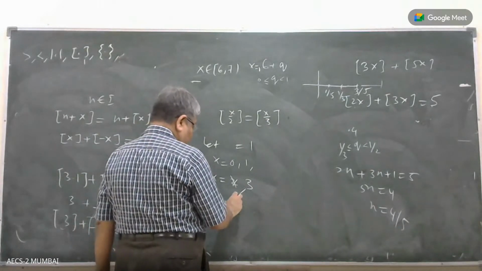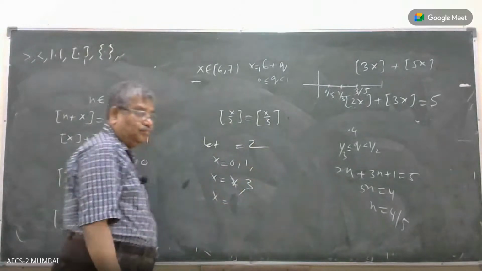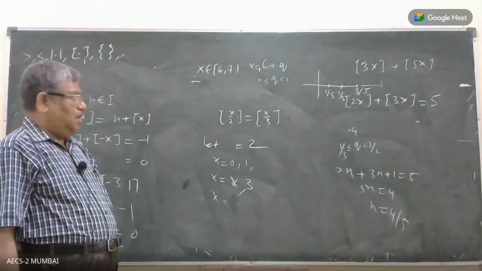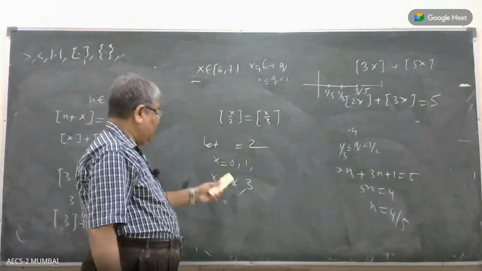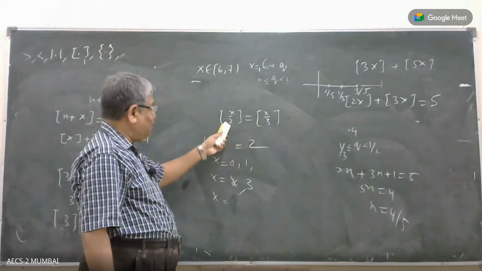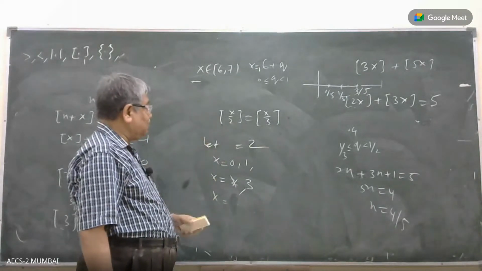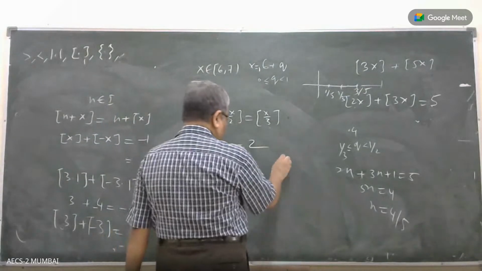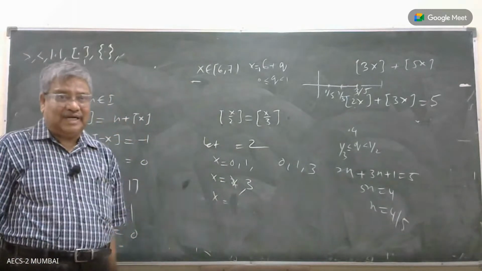So then next we will say this is 2. What are the solutions? x equal to 4 will be a solution? No. x equal to 5 will be a solution? Yes. And x equal to 6 will be a solution? No. So the only solutions are 0, 1 and 3. So this problem is done like this.